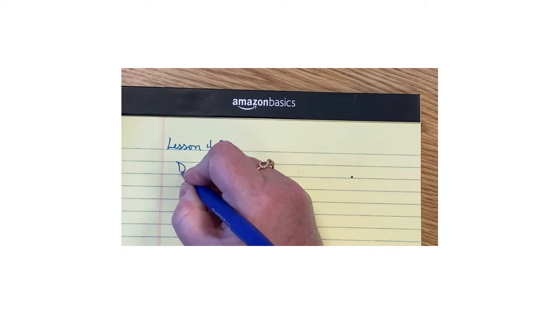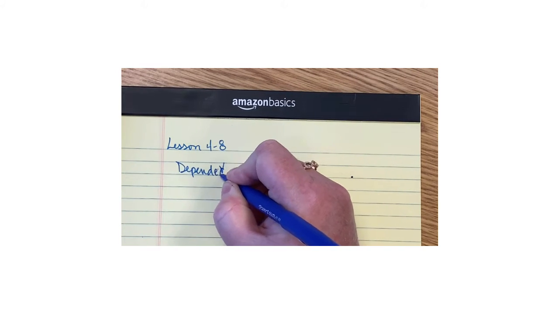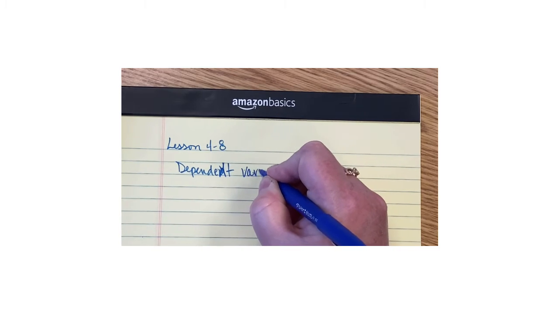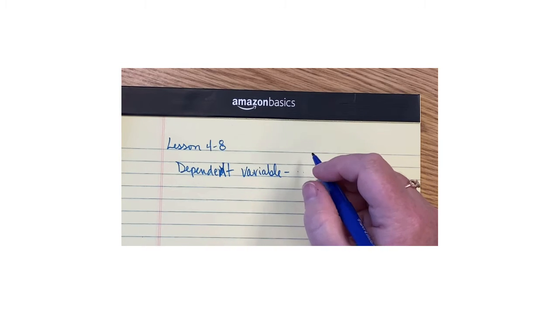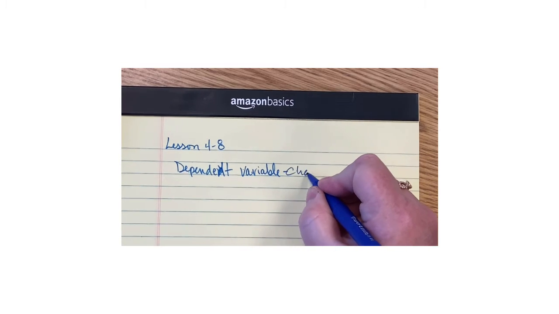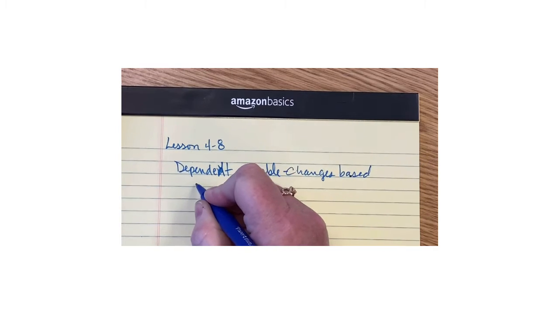So a dependent variable is it changes based on another variable.